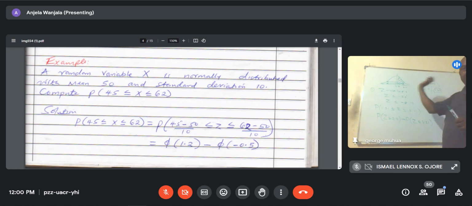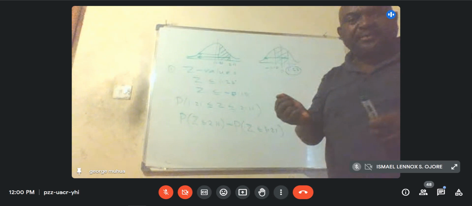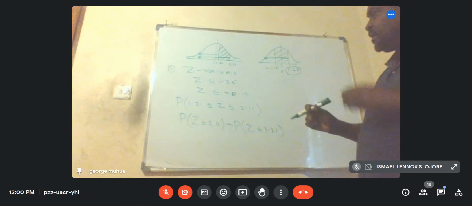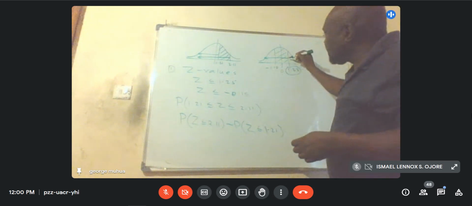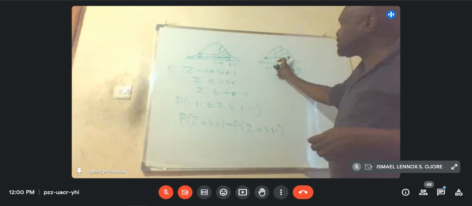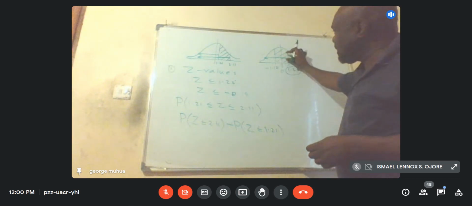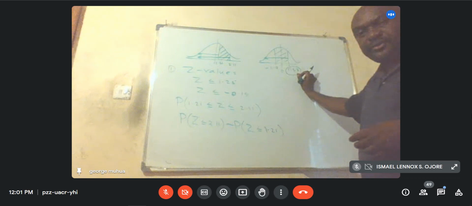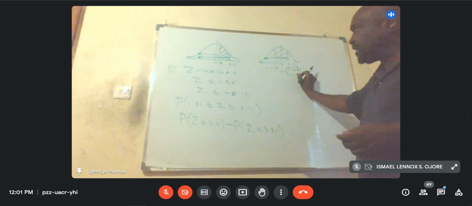1.23 will read to the left. So once I get 1.23, it already includes 0.5, sorry. So from here to the end includes this 0.5. I remove it. So I remain with 0 to 1.23. That's one part of the area.